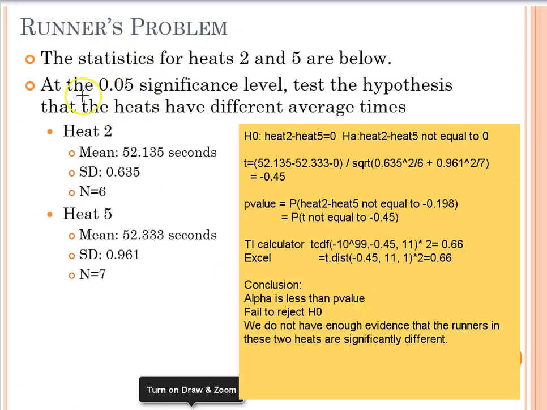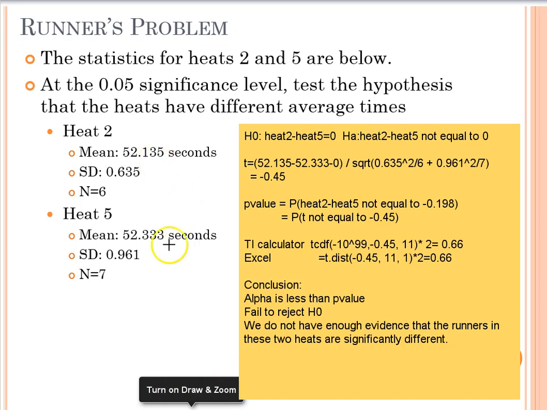Our alpha level that we determined before we implemented this problem was 0.05. So you determine the criteria, the level of evidence, beforehand. Because the alpha is less than our p-value, we must fail to reject the null hypothesis. That is, our p-value is greater than alpha, so we just don't have enough evidence to say that there is a difference between the runners in these two heats.